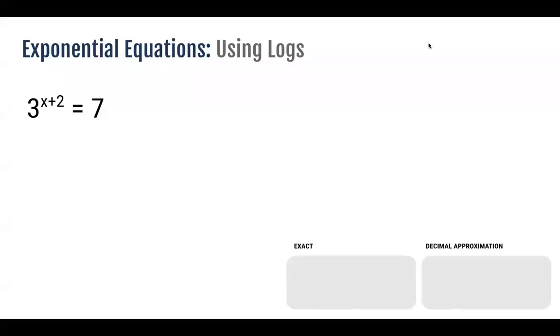So what happens when we are unable to find a common base? Meaning that we won't be able to write this 7 as a base 3 expression. So we need to use logarithms.